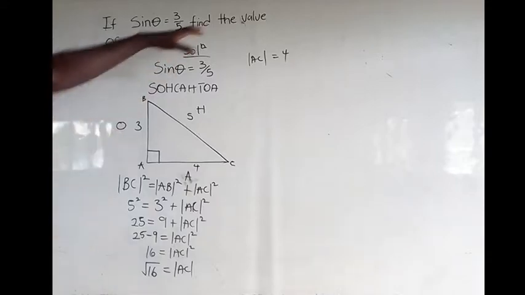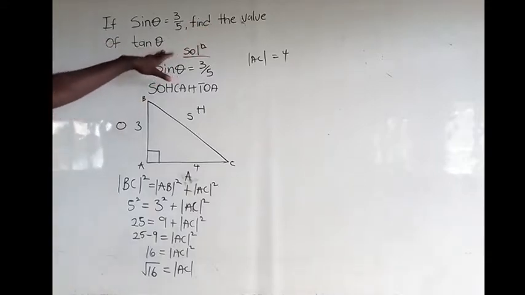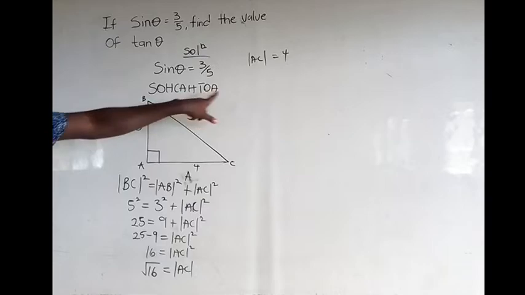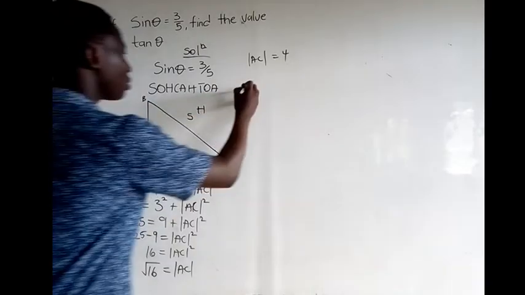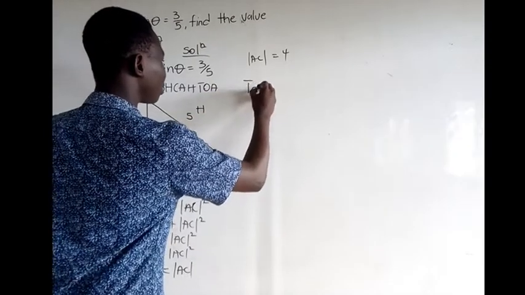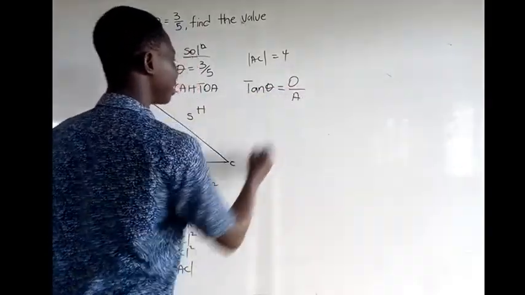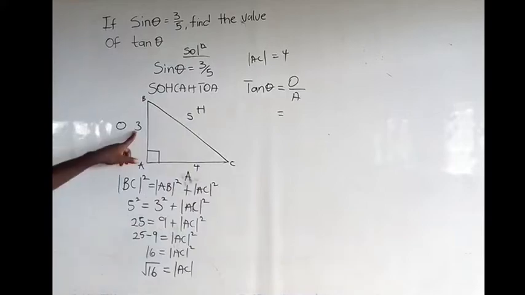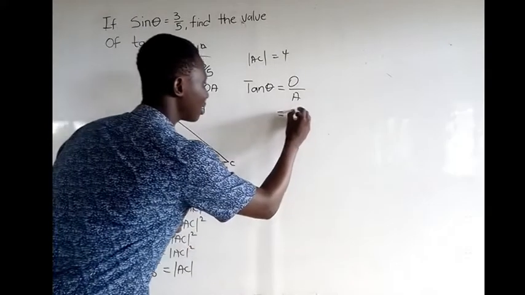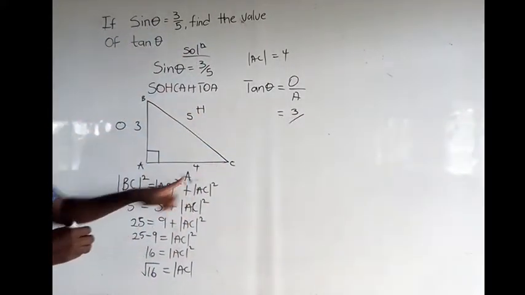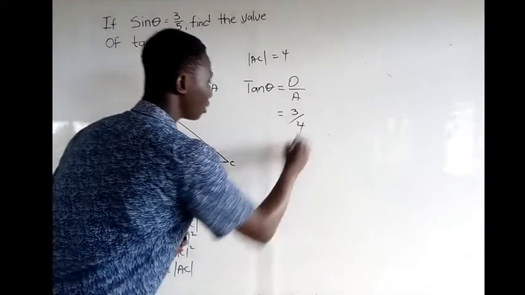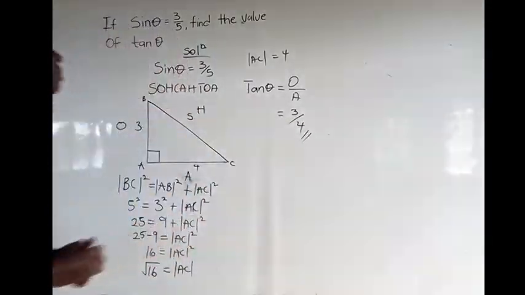Now we've gotten a value for the adjacent, which is 4. And then in the question we are asked to find tan theta. And then tan is opposite over adjacent. So tan theta is equal to opposite over adjacent, which means the opposite is 3 over here, and then the adjacent is 4. So this becomes our final answer.